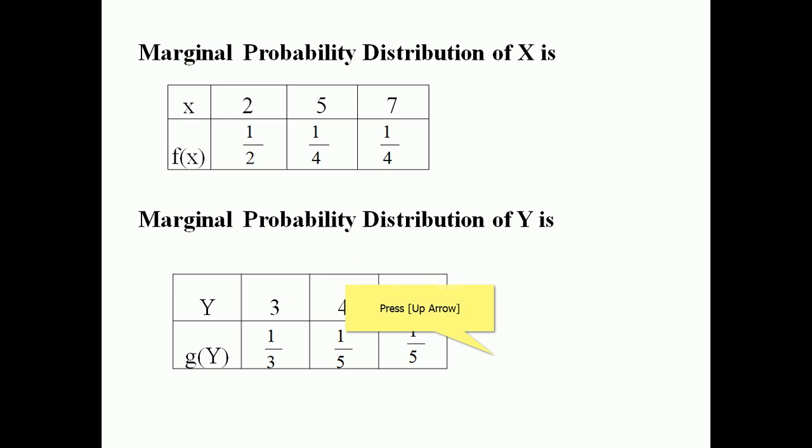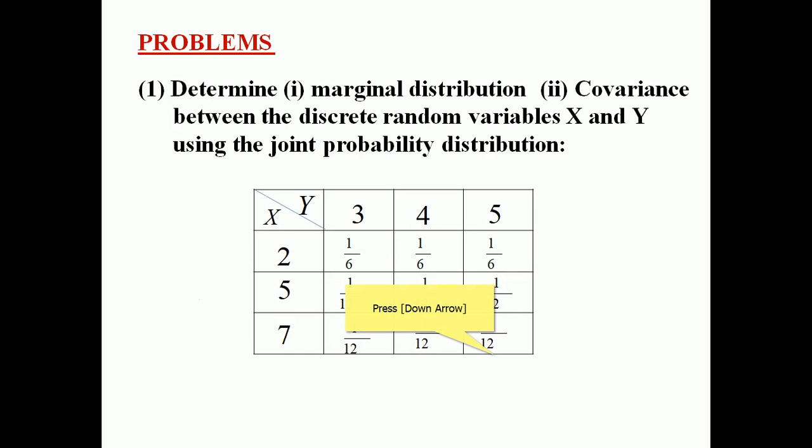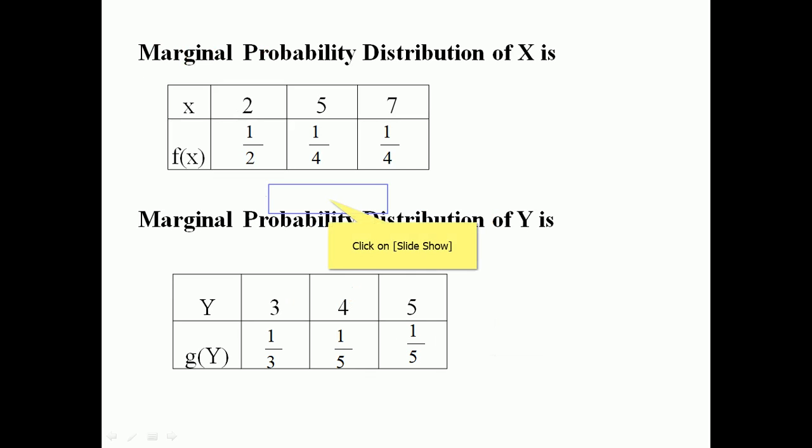Hence, the marginal probability distribution of x is, x takes the values 2, 5, 7. X is present in the rows. The sum of the first row values means 1 by 6 plus 1 by 6 plus 1 by 6, that is nothing but 3 by 6, that is equal to 1 by 2. Similarly, the sum of the second row values is 1 by 4. Third row, the sum of the third row values is 1 by 4.